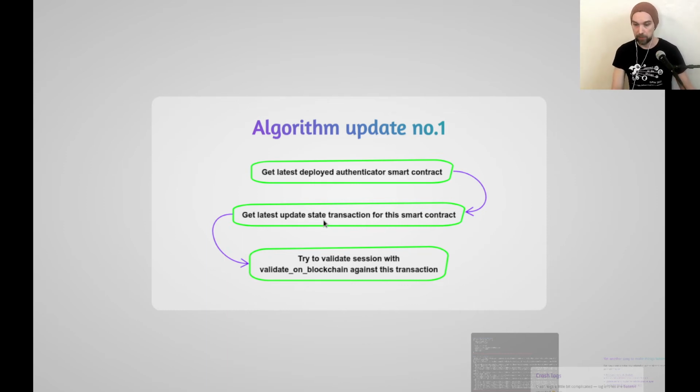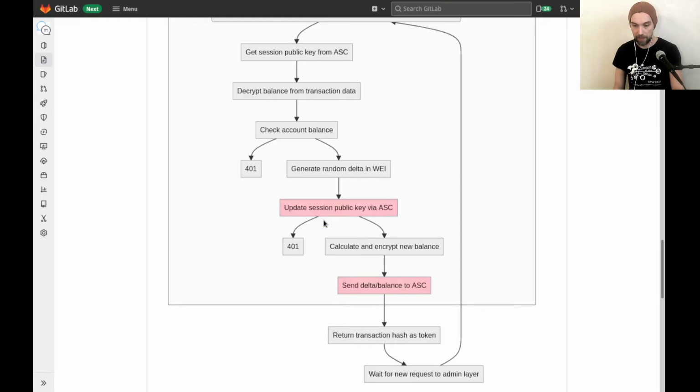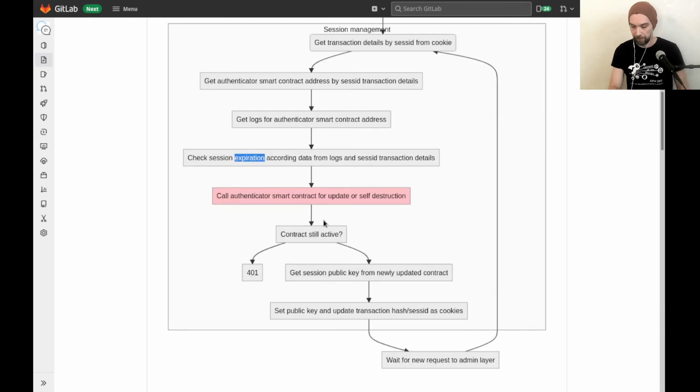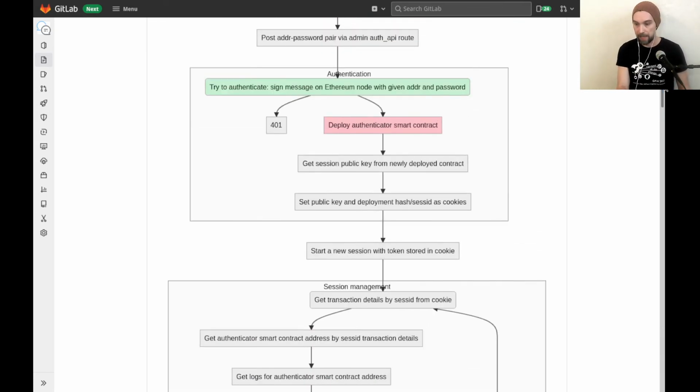We just need to get the latest deployed smart contract, get the latest update state transaction for this smart contract, and try to validate with this transaction. Let's see how it looks in the algorithm. It's a trivial algorithm. Yes, we need to add these nodes before we deploy the authenticator smart contract. And if we can validate the previously deployed smart contract, we use it. If not, we deploy a new one.